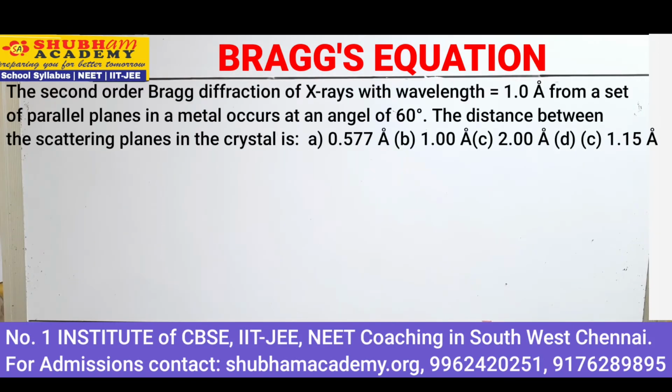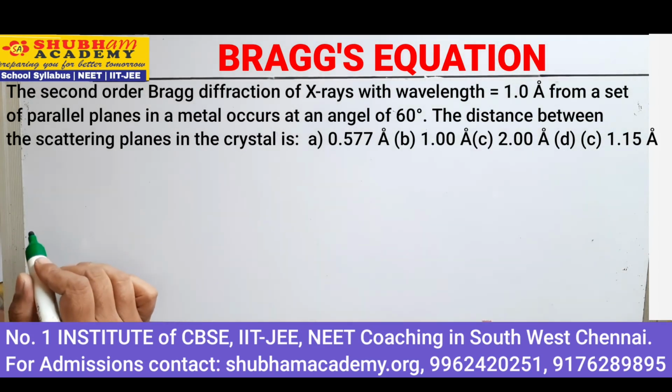We will see one example question so that you will be able to understand it in a better way. The question says: the second order diffraction of X-ray with lambda equal to 1 angstrom from a set of parallel planes in a metal occurs at an angle of 60 degrees. The distance between the scattering planes in the crystal is: option A 0.577 angstrom, option B 1 angstrom, option C 2 angstrom and option D 1.15 angstrom, right?